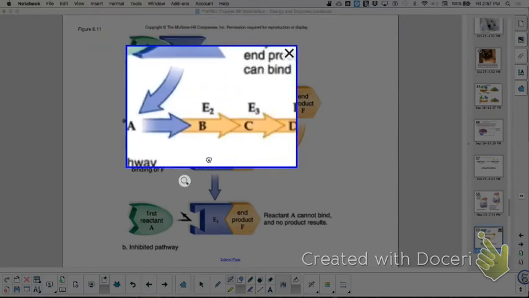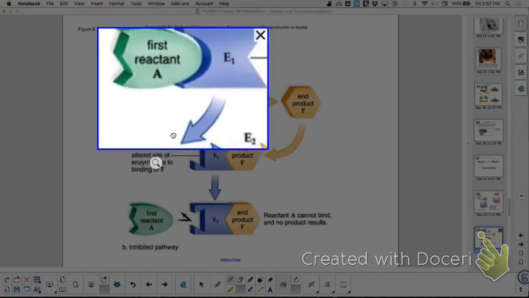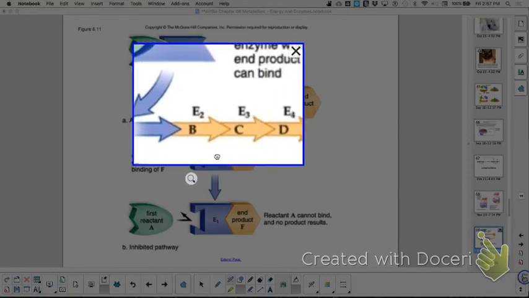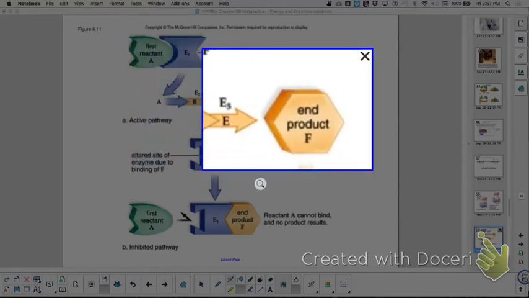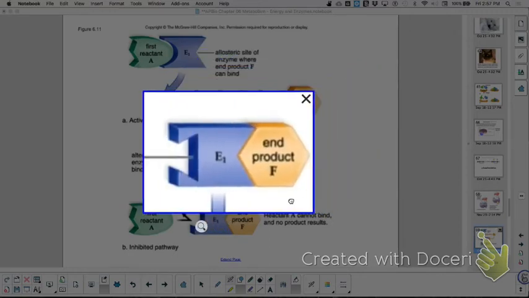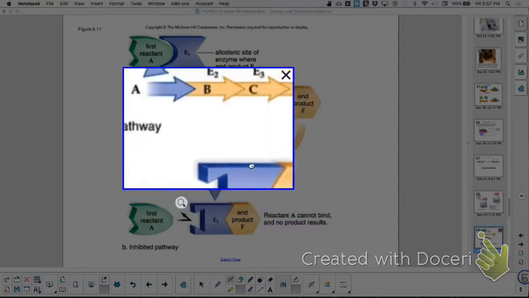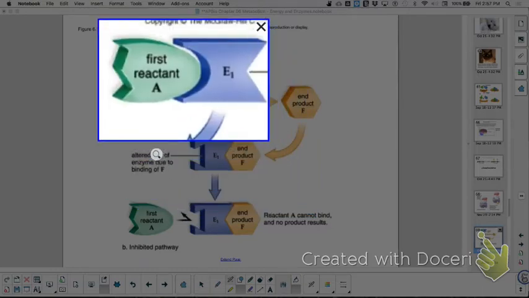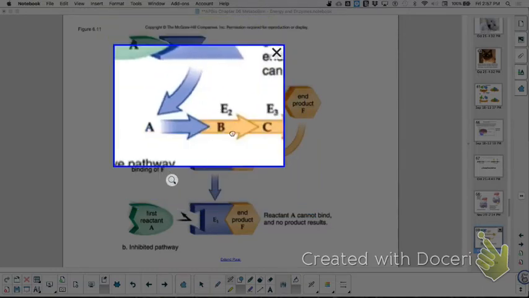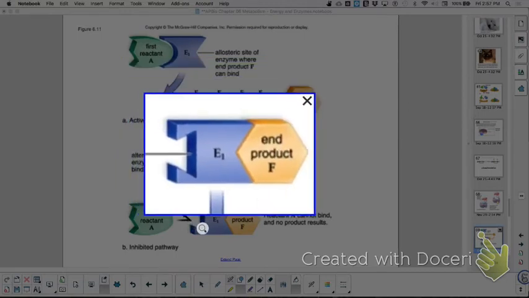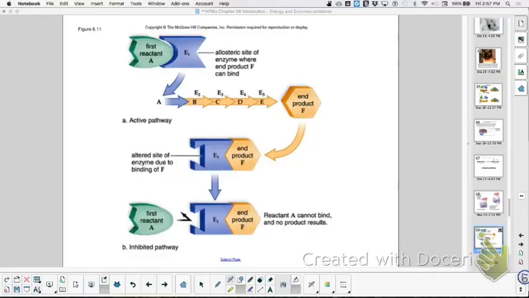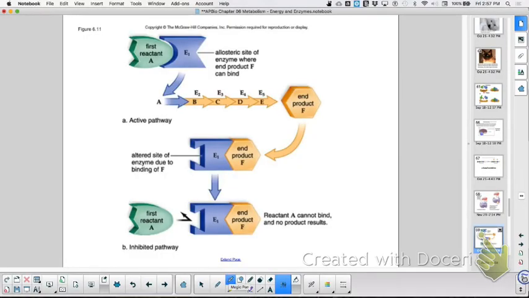And then it's going to make A to B to C to D to E, and here's your end product. If I have enough of this end product, it will bind to enzyme 1 and change its active site. Remember the active site before? Smooth. Reactant A can bind onto it. Here, it's changed. So then you stop this whole pathway by just putting a stop here at the beginning.